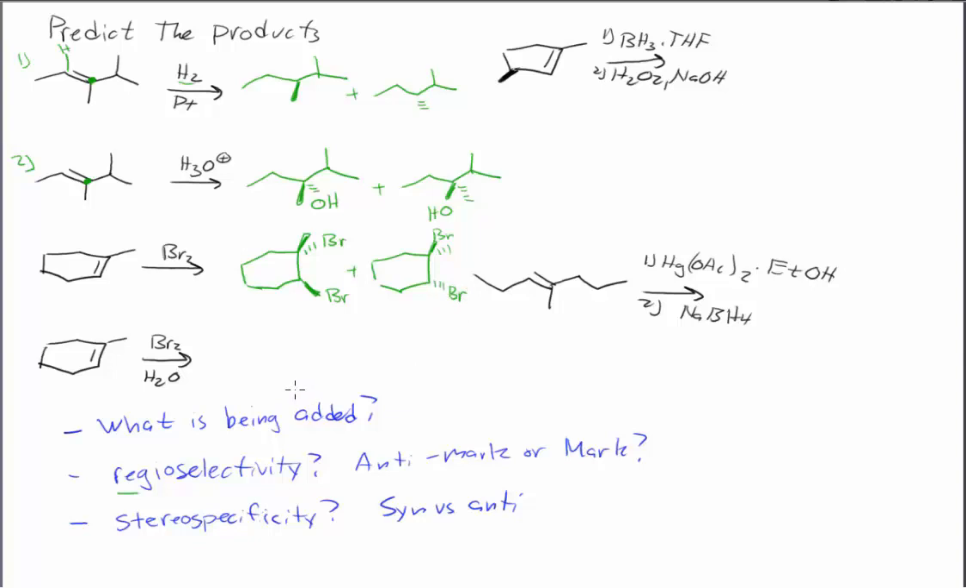So you see how it's a very good idea to have a good grasp of the mechanism for all of these so that we can quickly come up with the regioselectivity and the stereospecificity. Here we're adding bromine in the presence of water, so we're going to end up with an OH on one side and bromine on the other. And we know that the OH adds to the more substituted carbon. Again, it's anti-addition. So I have that version, and then I'm going to have the enantiomer as well.